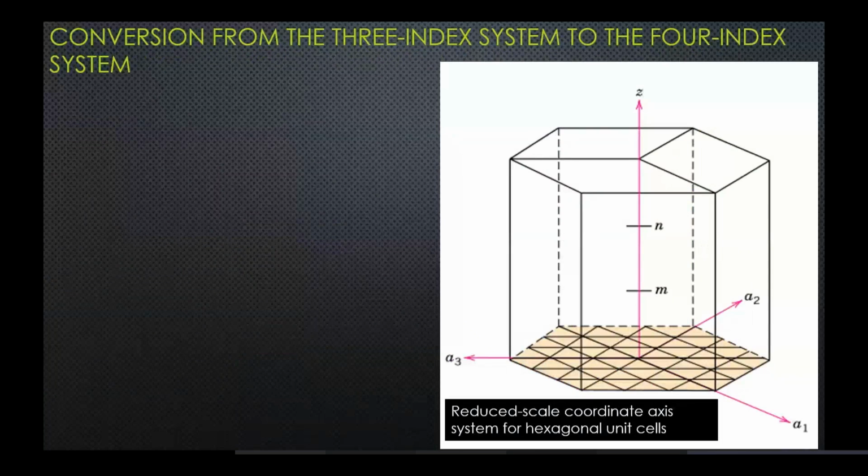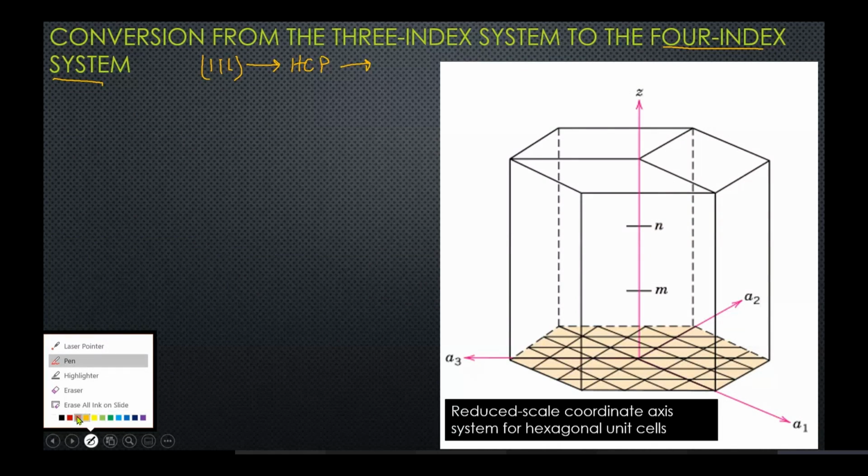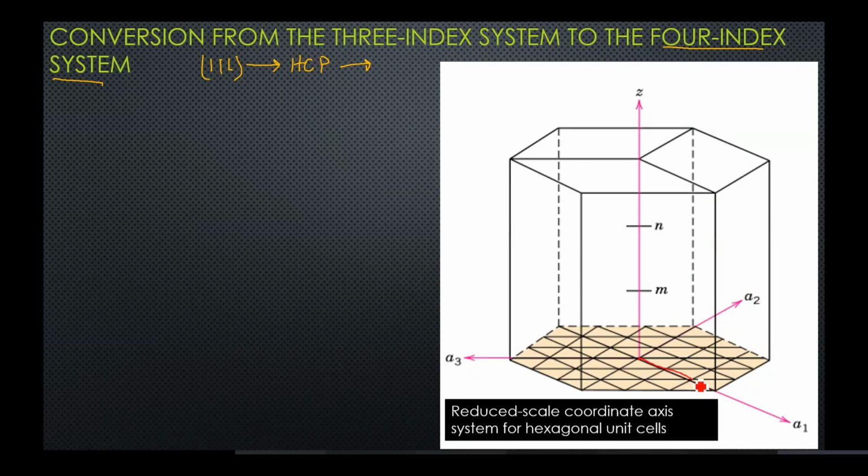All right. Now, there are times that you could have 3 indices for HCP also. How do you convert these 3 indices to the 4 index system? The 4 index system, if you see over here, is shown to you. Essentially, the length along A1 is subdivided into 3 portions. This is 1/3 of A1, this is 2/3 of A1, and this is one complete step along A1.